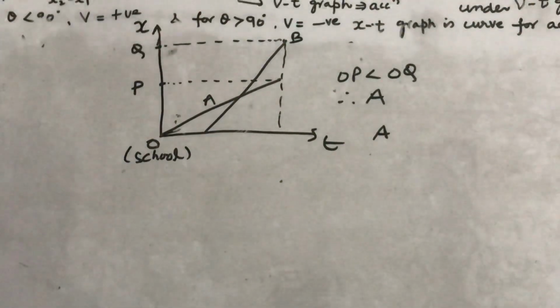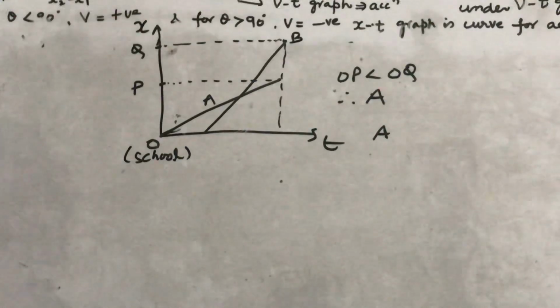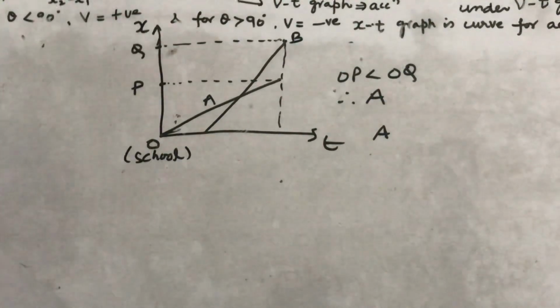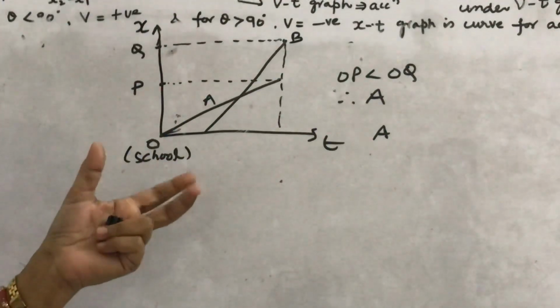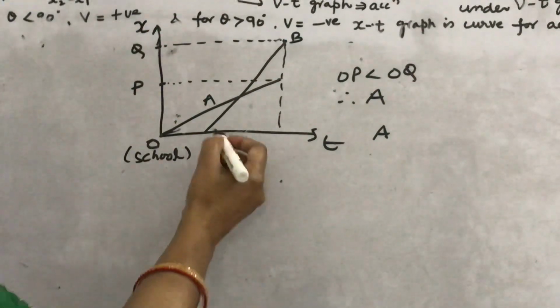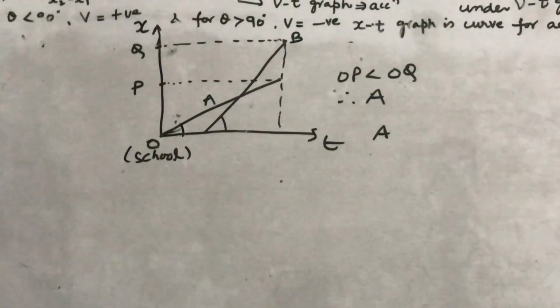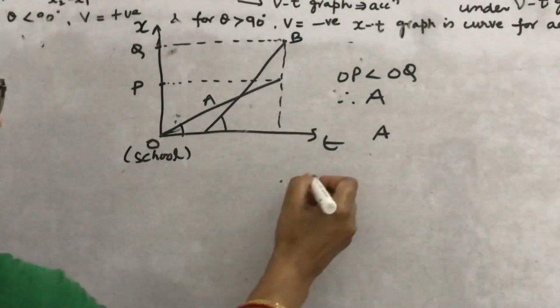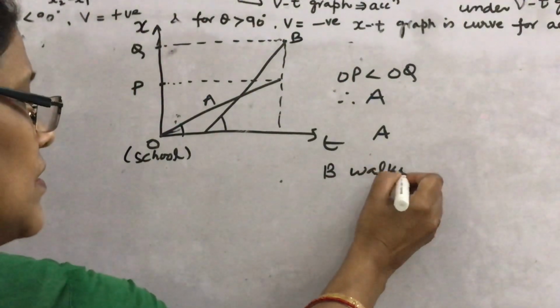Third part, who walks faster? In the XT graph, larger is the slope, the faster. Look for this angle and for this angle. Whose slope is larger? B. So, B walks faster.